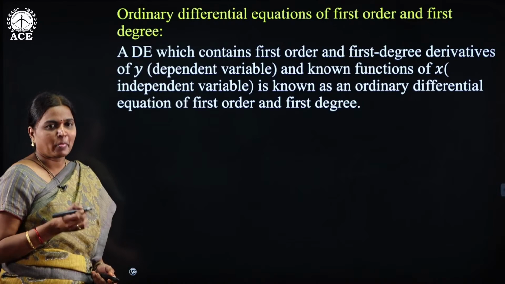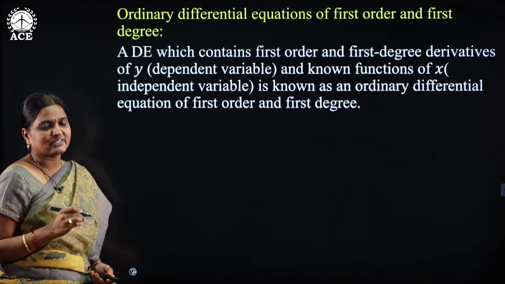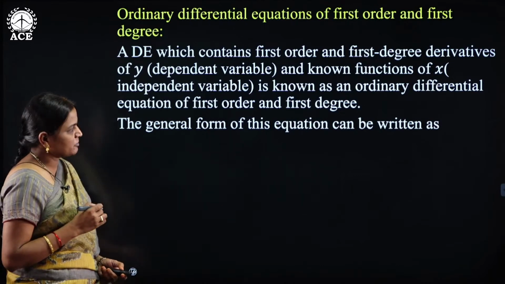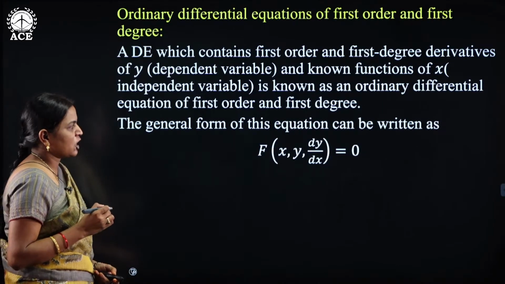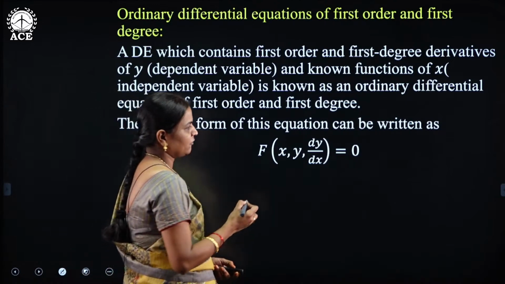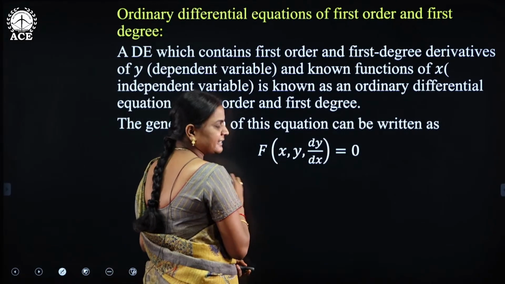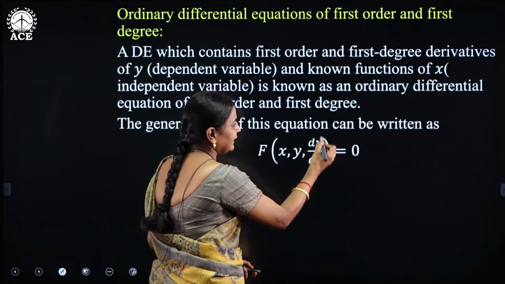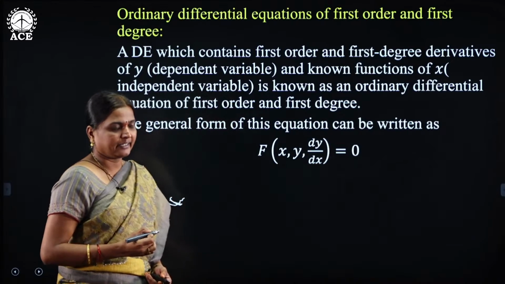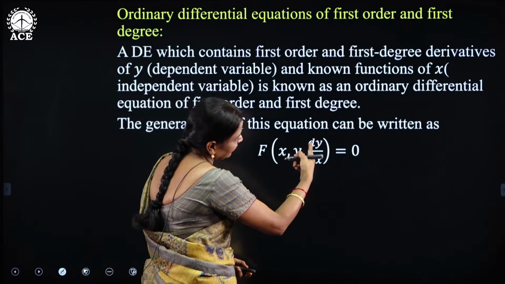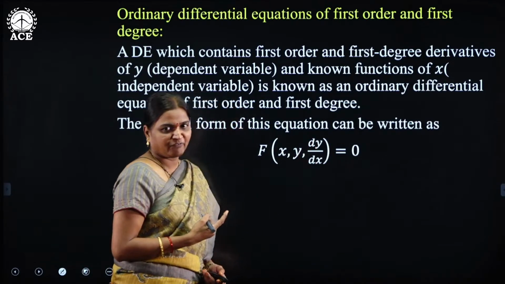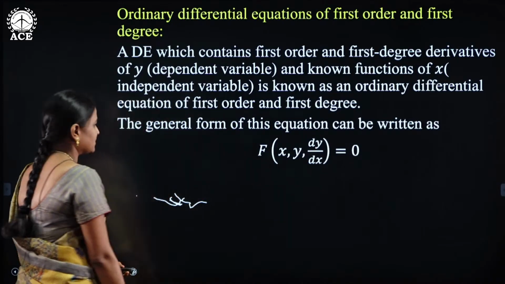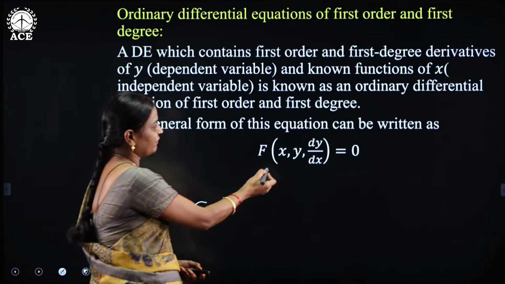What is the general form? How to write the general form of a first order and first degree differential equation? Here we have several forms. One form is f of x comma y comma dy by dx is equal to 0. Here x indicates the independent variable, y indicates the dependent variable, and dy by dx is the first order. So, here we have only the first order differential coefficient. That is why we say that this equation is called a first order and first degree differential equation.